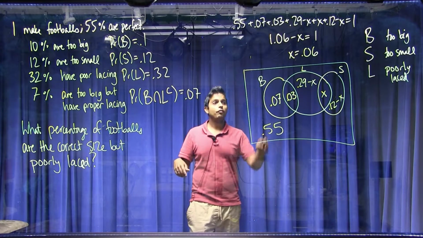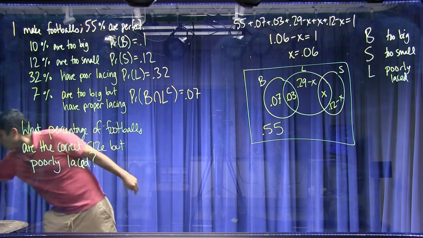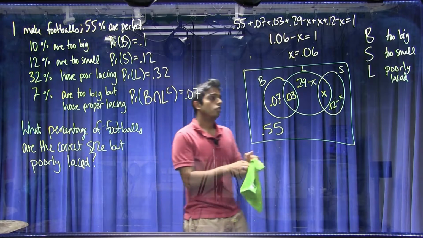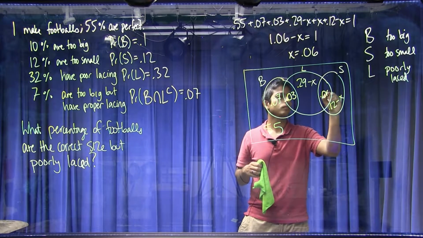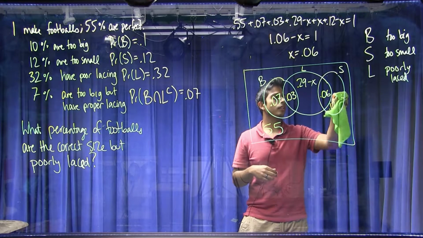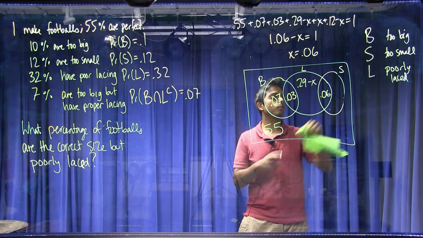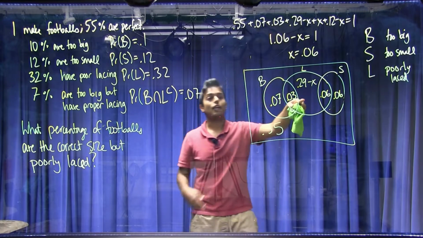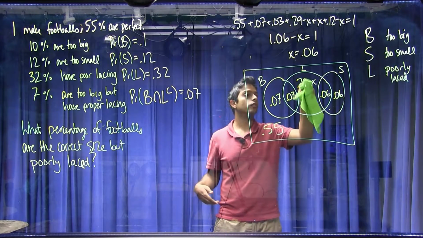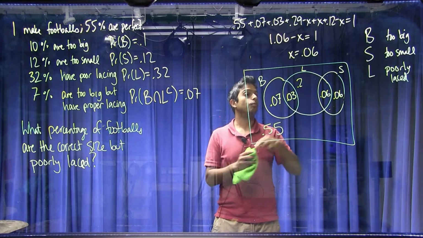So now we can fill in this Venn diagram with the numbers themselves. So X is 0.06. That means this area is 0.12 minus 0.06, which is also 0.06. And then this area in the middle is 0.29 minus 0.06, which is 0.23.